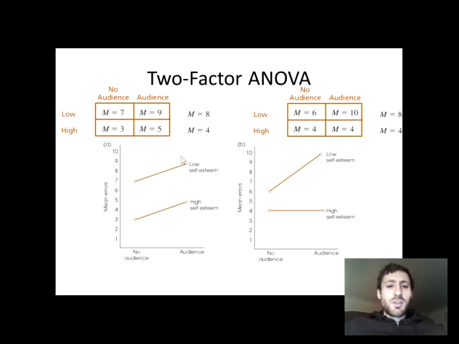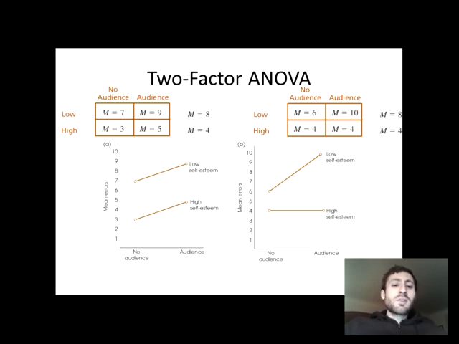So here's one situation. I want to show you how to read this plot here. This line in general just represents all low self-esteem conditions. So any low self-esteem condition is on this line. And this line represents all high self-esteem conditions. And then we're comparing, is there an audience or not? So here's no audience and here's an audience. So basically what you're seeing is that there is some sort of increase in score based on whether there's an audience or not. If there's an audience, there's a higher score generally. You see this is consistent whether you have low self-esteem or high self-esteem.